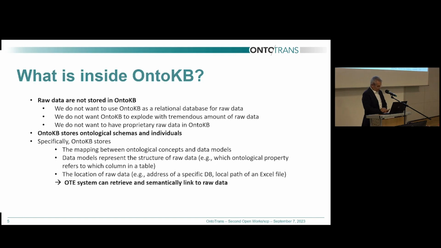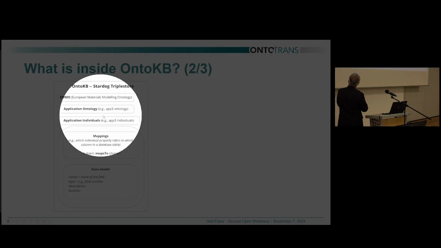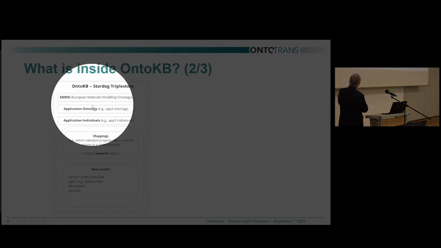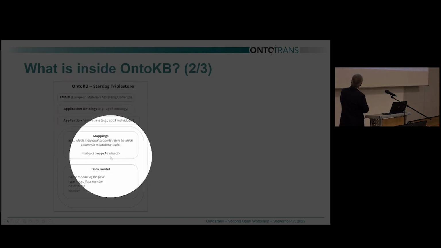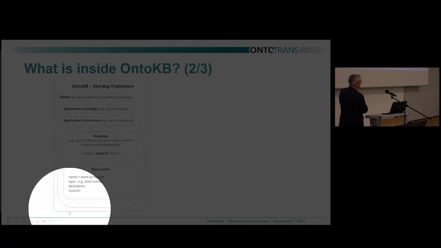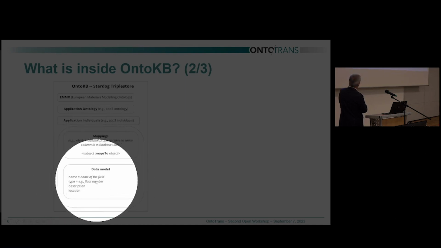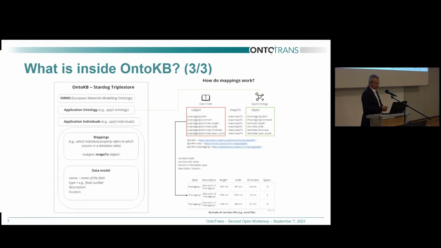And so, visually, the idea is to have something like this. We have the triple store, where we keep all the ontological information and also the various individuals for the application. Then we have the mappings that map those concepts into the data models, and through the data models we go down to the actual raw data.